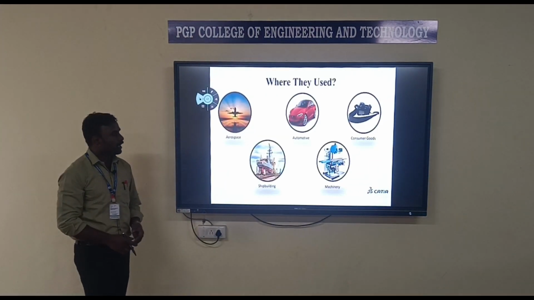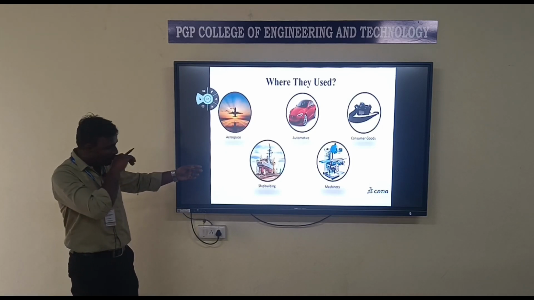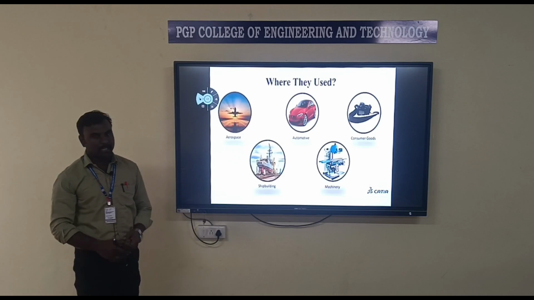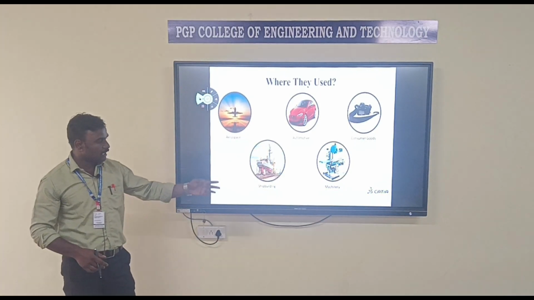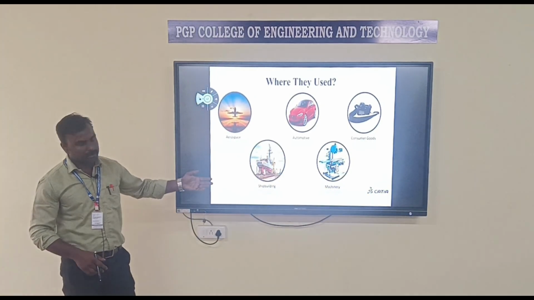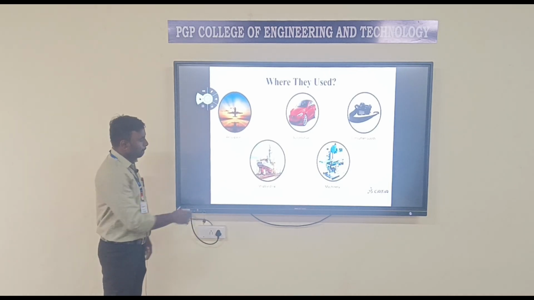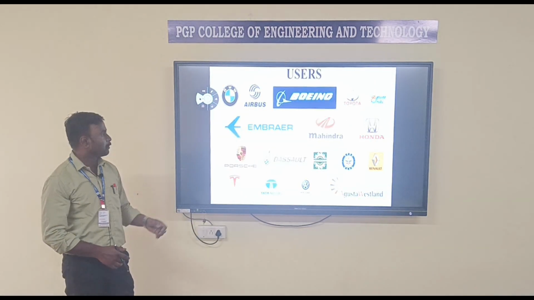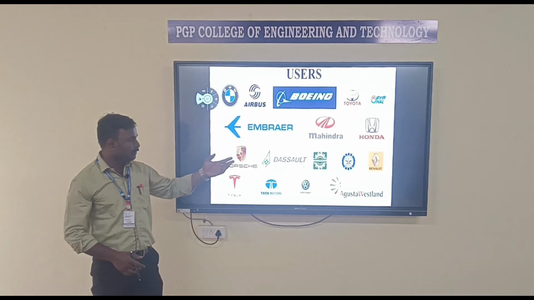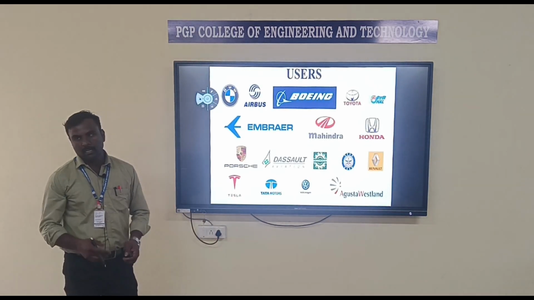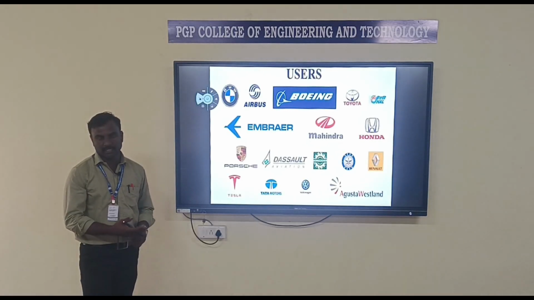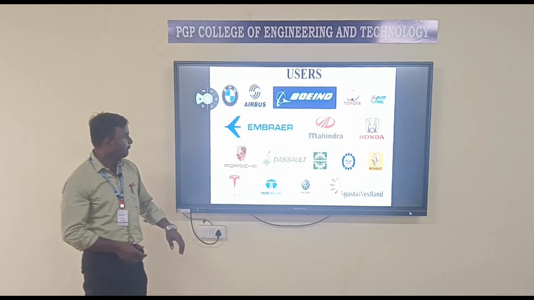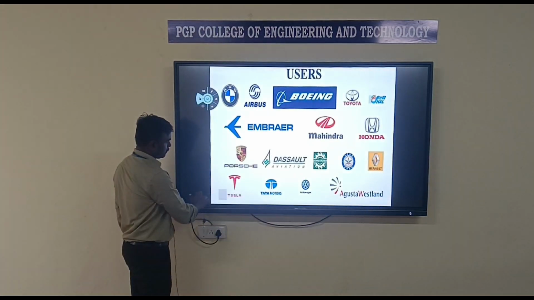Where are we using CATIA? It is mainly used in the aerospace industry, automobile, consumer goods, shipbuilding and machineries for designing purposes. So they are the users of CATIA. In India, mainly Mahindra and Tata Motors use it, and nowadays TVS also. TVS and Royal Enfield are using this software.